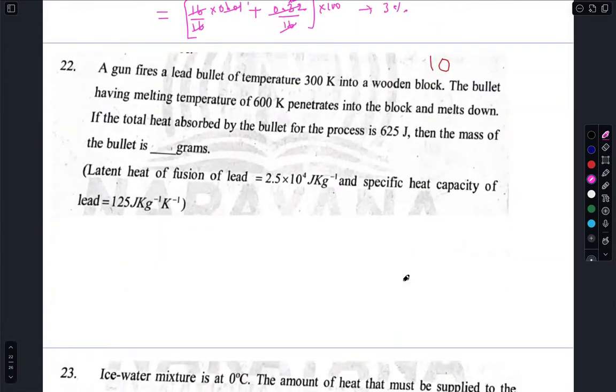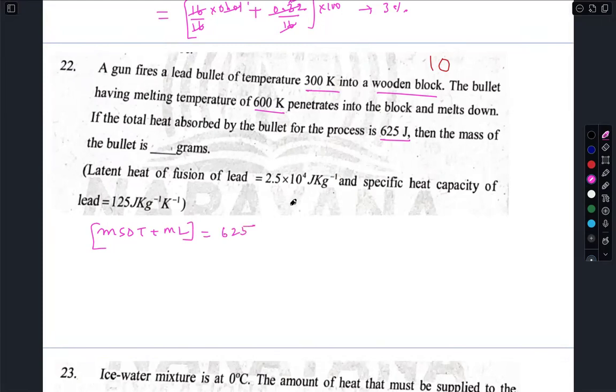A gun fires a lead bullet of temperature 300 Kelvin into a wooden block. Bullet having melting temperature of 600 Kelvin penetrates into the block and melts down. Total heat absorbed by the bullet for the process is 625 joules. Then the mass of the bullet is. So what is actually happening is two things. There is a rise in temperature and change of state also. But where do you get all this energy from? 625.